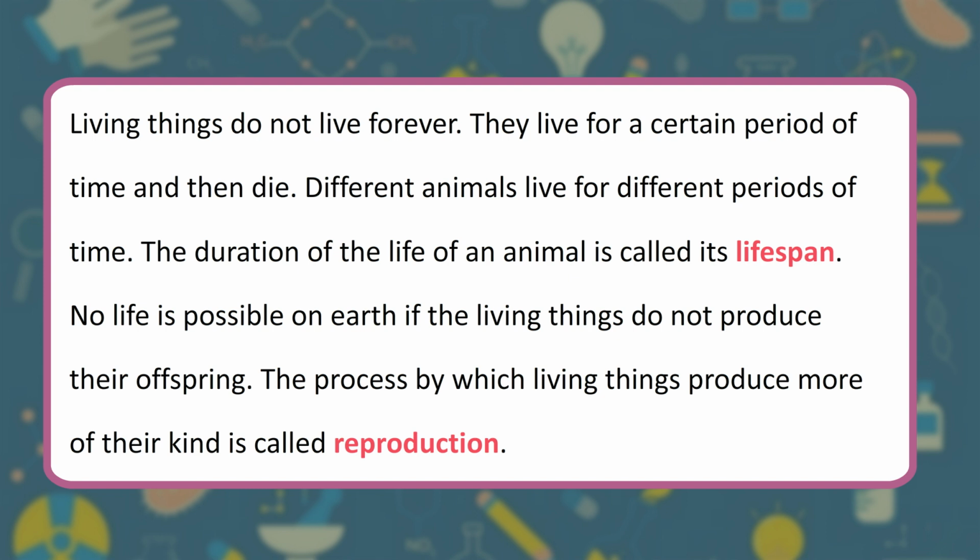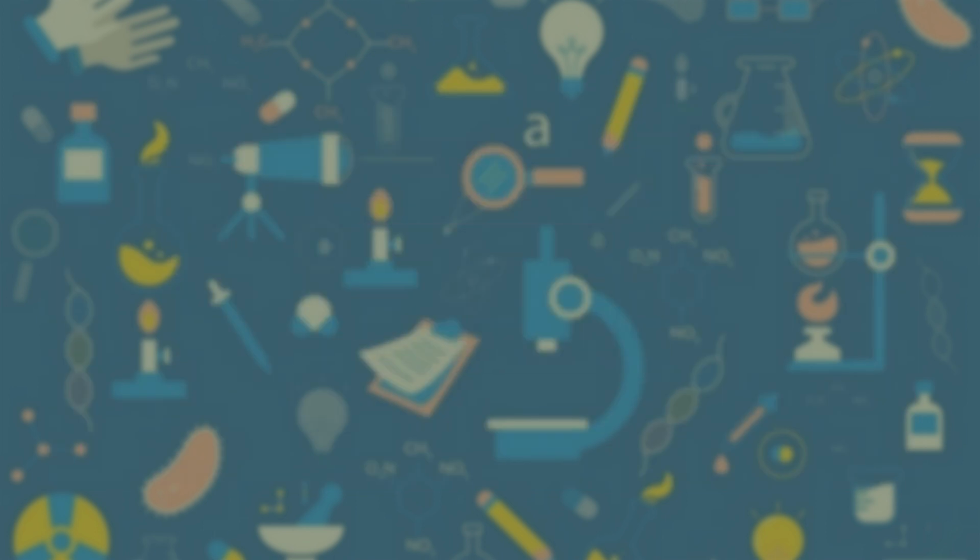Living things do not live forever, they live for a certain period of time and then die. Different animals live for different periods of time. The duration of the life of an animal is called its lifespan. No life is possible on Earth if the living things do not produce their offspring. The process by which living things produce more of their kind is called reproduction.